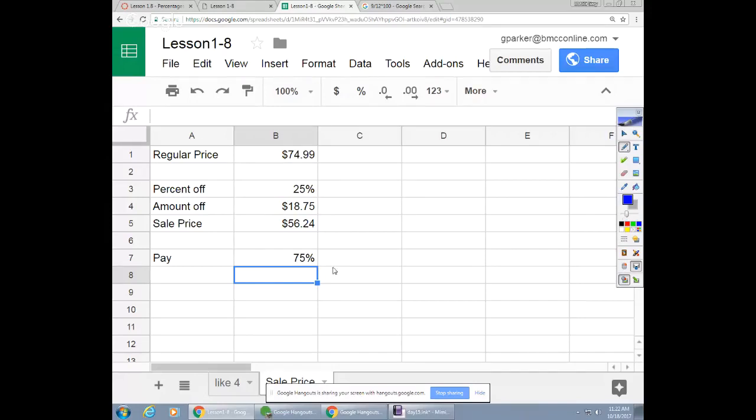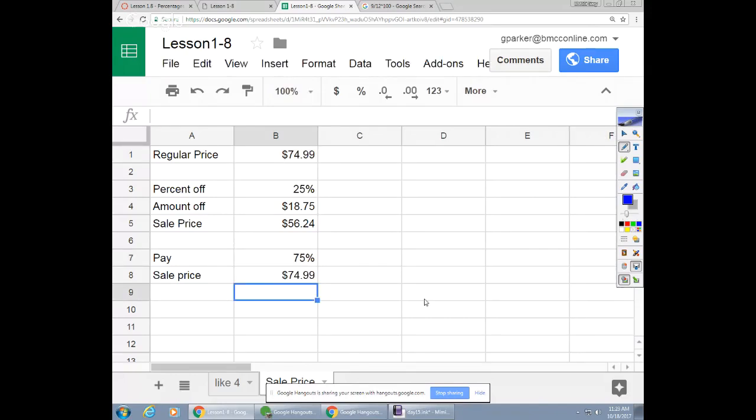Now, a slightly different way to look at this is to not even worry about the amount off, because I don't really care what that is. I just want to know what I pay. So I can write the amount of the sale price again, sale price. And I can calculate that by just simply taking equals the percent I pay times the regular price.